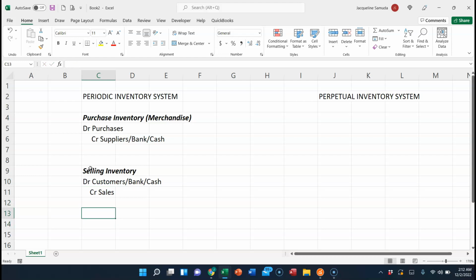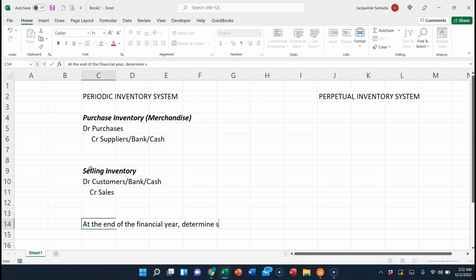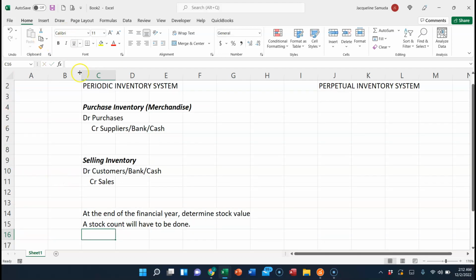Now, at the end of the financial year, if you want to determine your stock value, guess what you have to do? A stock count has to be done. If you want to find out what is the value of stock in your warehouse, it means then that you have to do a stock count. And that is only if you're doing the periodic system.